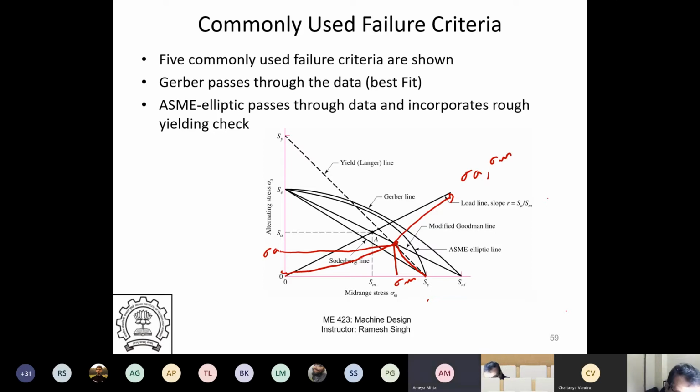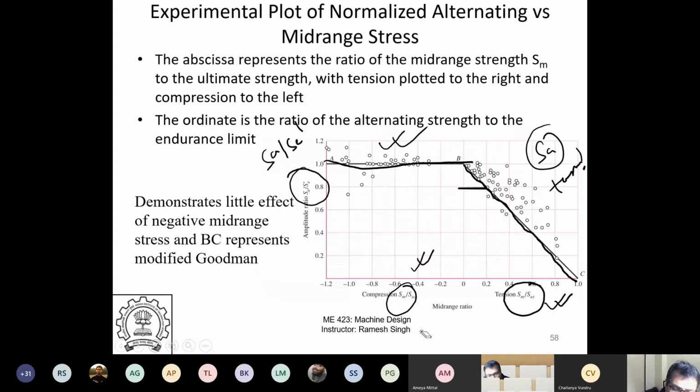Before that, this line is the fatigue line and this line is the yield line. So there is a transition from fatigue to yield. If I have this sigma A and sigma M combination and I increase something, here I am safe, but the moment I increase it, I will see yielding first. So my material will yield first before undergoing fatigue.